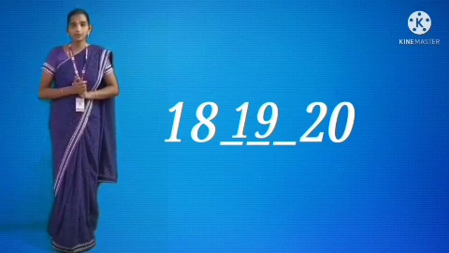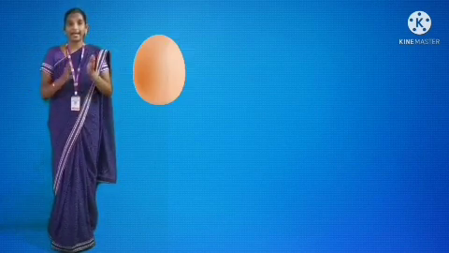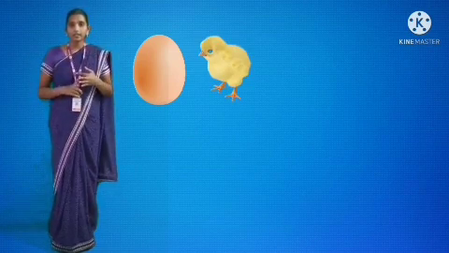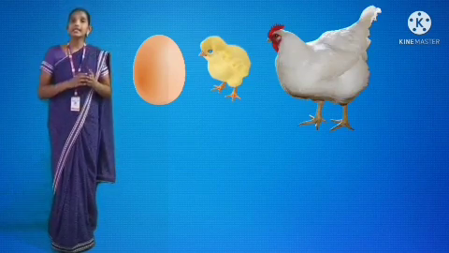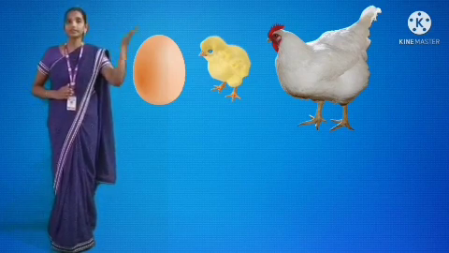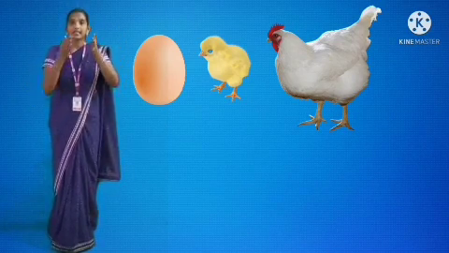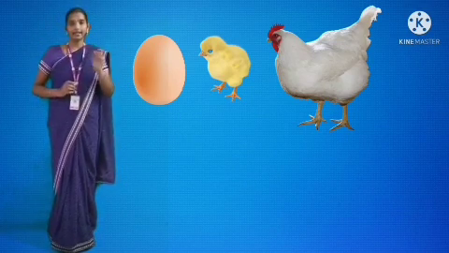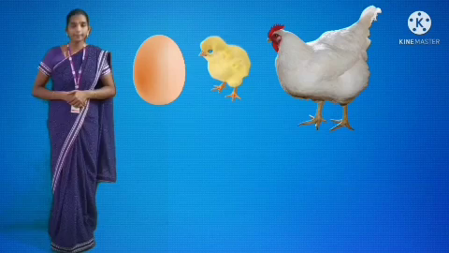Are you all clear with the between numbers? Yes. So now can you see a picture which shows the position of an egg, chick and hen? Here the egg is before the chick and the hen is after the chick. It means the chick is between the egg and hen. Are you all clear with the concept now?